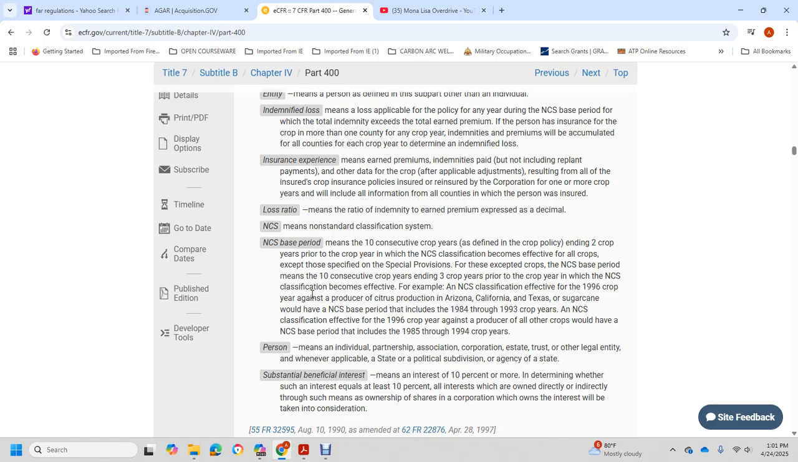to 1994 crop years. Person means an individual, partnership, association, corporation, estate, trust, or other legal entity, and where applicable a state, a public subdivision, or an agent of the state.